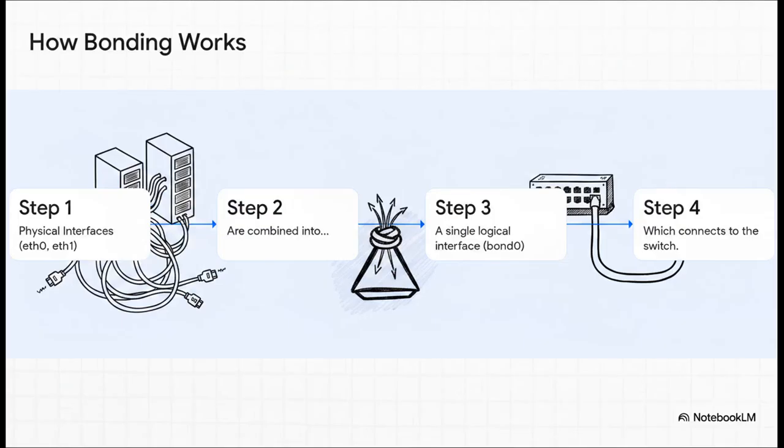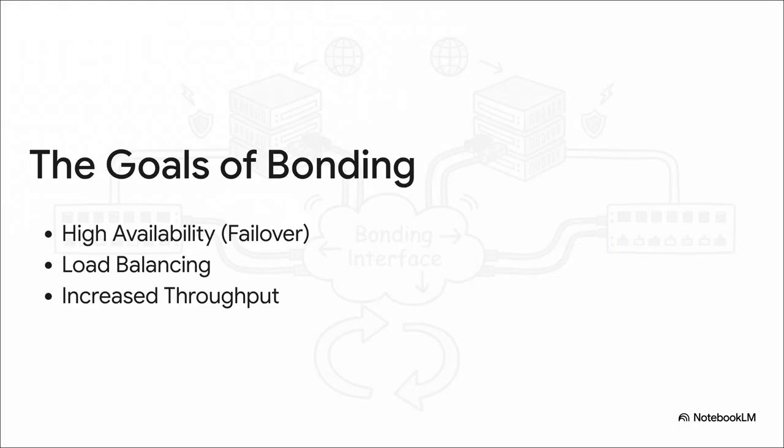So here's the basic idea. You take, let's say, two physical interfaces, eth0 and eth1, and you plug them both in. The Linux bonding driver then swoops in and virtually bundles them into one logical interface, which we usually call something like bond0. Now, as far as the rest of your operating system is concerned, it just sees one super reliable connection to the network. Simple as that.